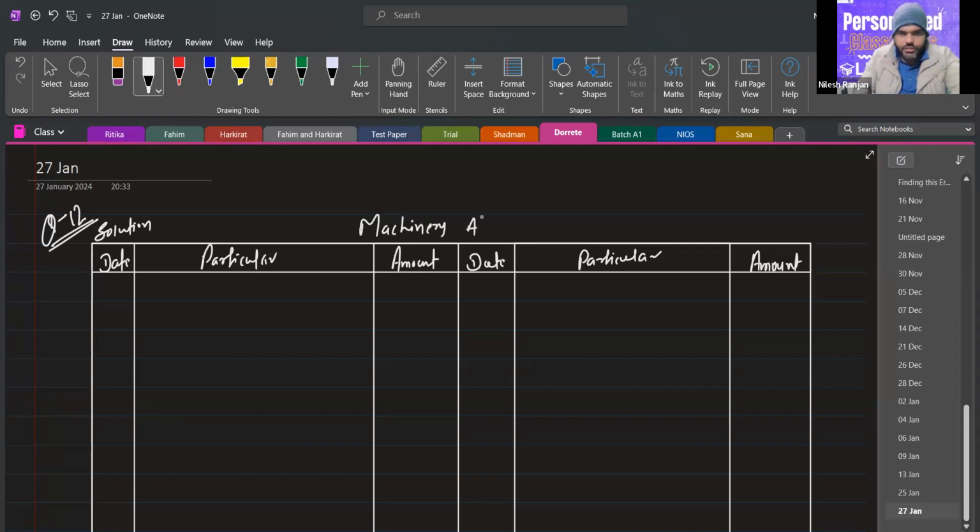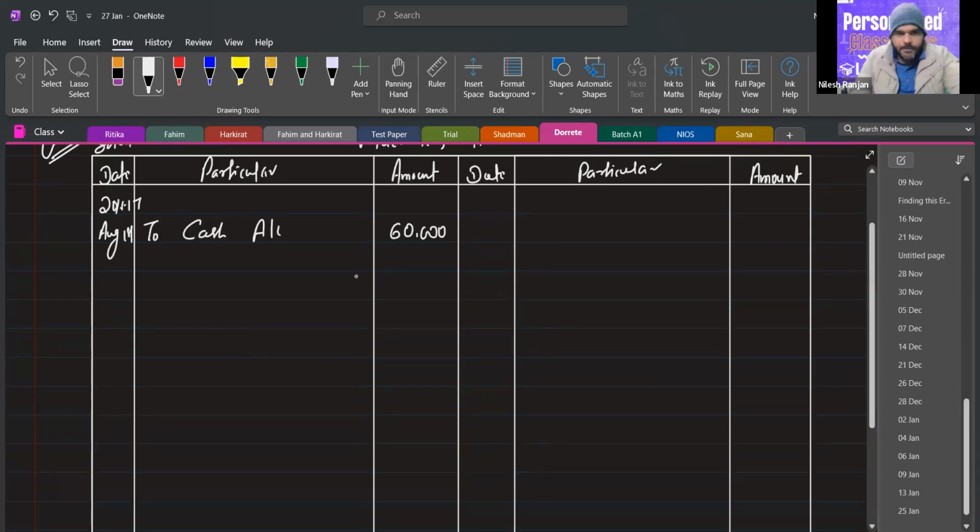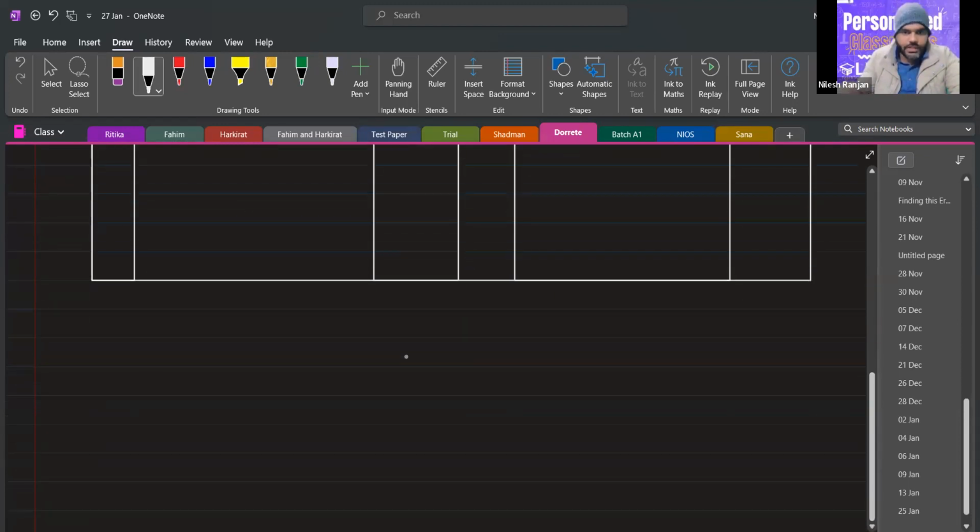First of all, when we purchase a machine, it says that in 2016-17, on August 1st, we purchased a machine, so to cash account, 60,000. And again on 1st October 2017, which means in the current year there is no other purchase. So in the current year, if there is no purchase, we will calculate depreciation.